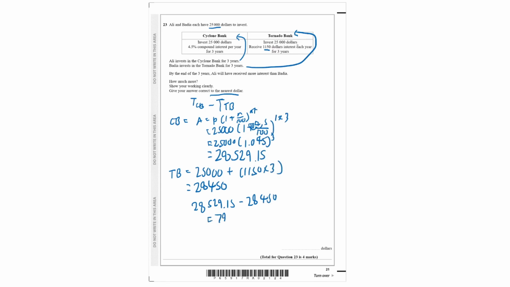79.15, and to round to the nearest dollar, the value after that is 1, and we follow 1, 2, 3, 4, 5, 6, 7, 8, 9. 1 to 4 we round down, 5 to 9 we round up, and since this is 1 we round down, so we have $79.